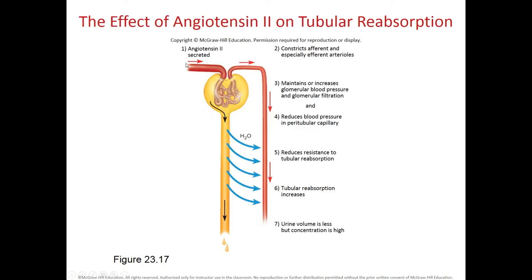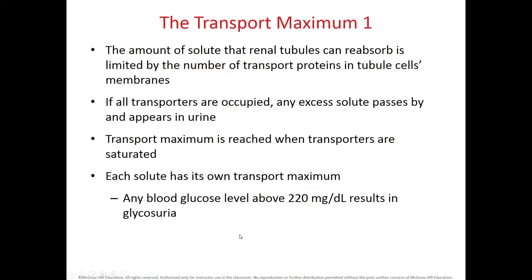So angiotensin 2, what it specifically is going to do in your tubules is going to lead to the absorption of water by the collecting duct and the DCT. So you have a urine volume that is less, but the concentration is high. So your urine is going to be highly concentrated and very little urine.